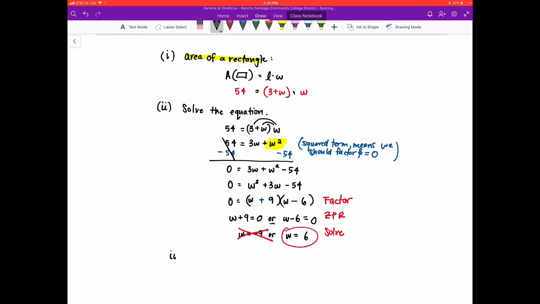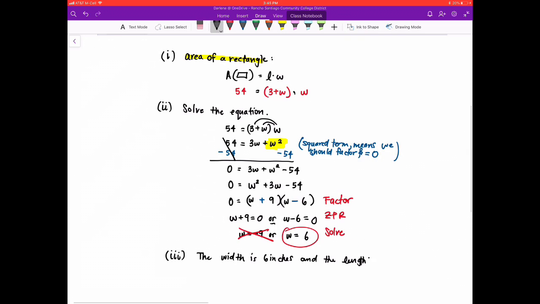So therefore, part 3, we would say that the width is 6 inches and the length is, recall, 3 more than the width, which is 3 plus 6, which is 9 inches.